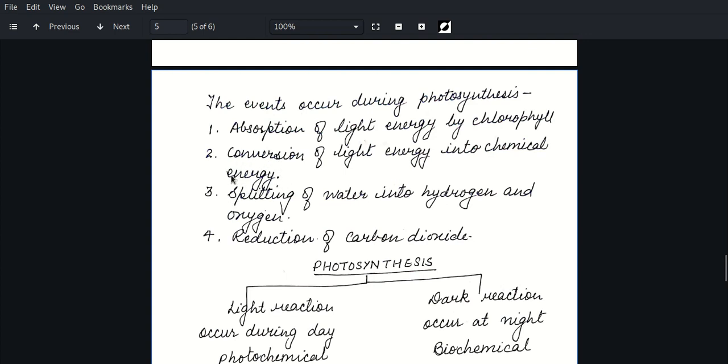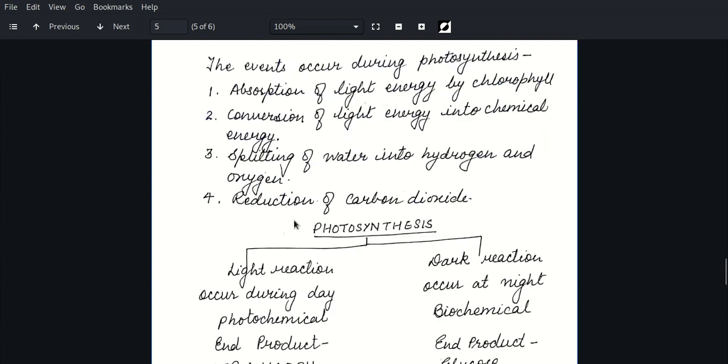For this conversion, some molecules are required, and these are H ions. H ions are obtained by splitting of water, that is called as photolysis of water. So photolysis of water occurs, in which water splits into hydrogen and oxygen. Then the last is reduction of carbon dioxide. By reduction of carbon dioxide, glucose is formed.